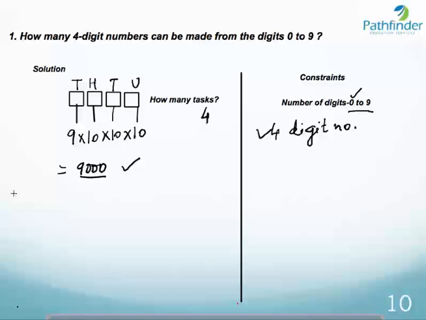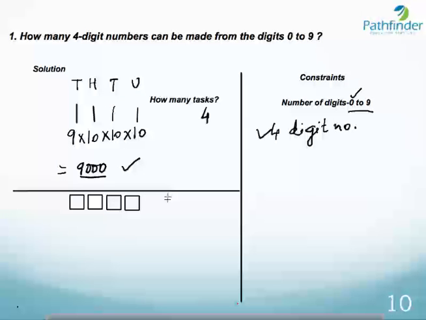What would have been the answer if in the same question repetition were not allowed? If repetition is not allowed, then out of these 10 digits, we can fill the thousandth place once again in 9 ways. Now because one digit has already occupied the thousandth place, we can fill the hundredth place again by 9 digits. Because there are 10 digits in all, and one has occupied the thousandth place, for this particular place we have only 9 digits remaining.